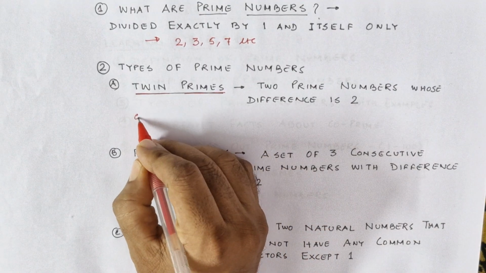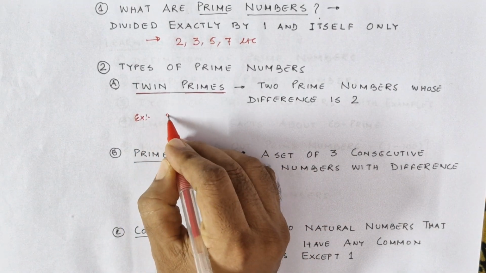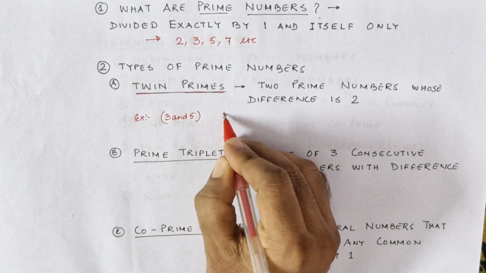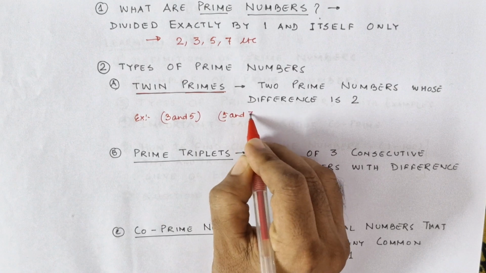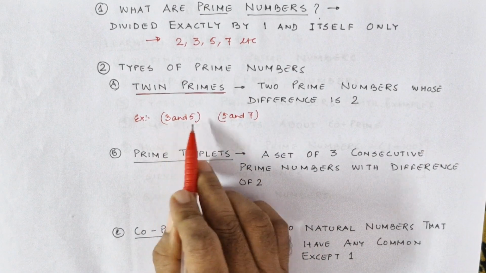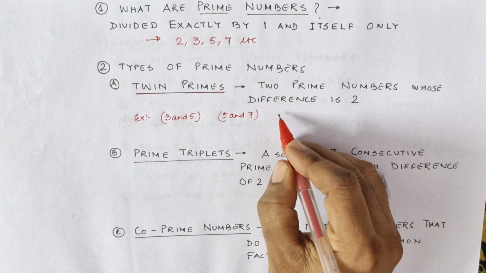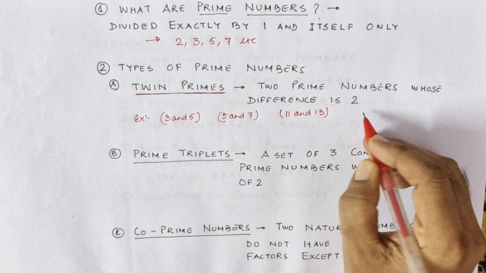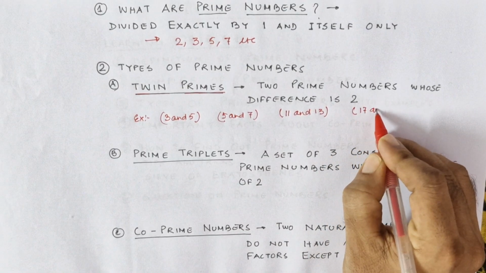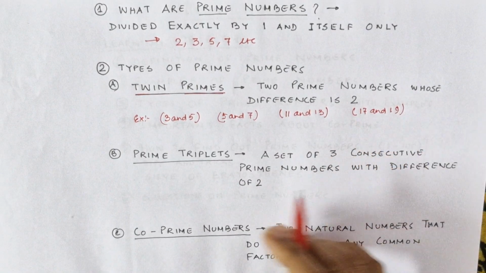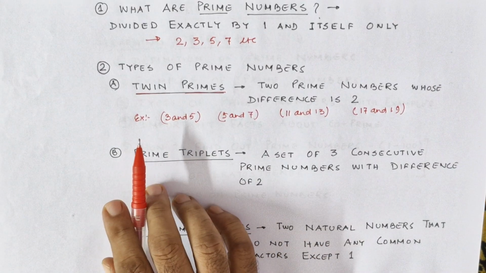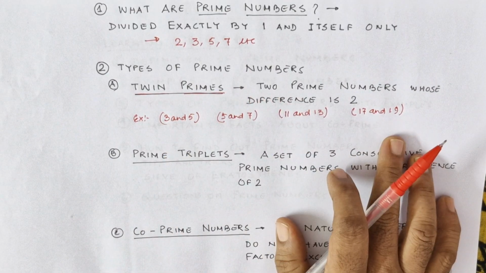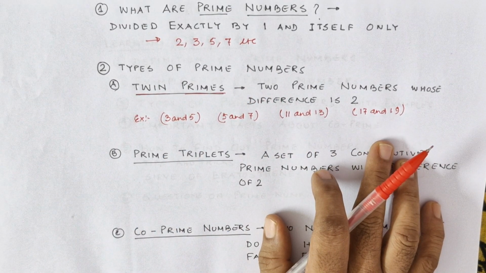For example, 3 and 5, 5 and 7. See, these are all prime numbers, but the difference between these two is 2. 11 and 13, 17 and 19. See, so we didn't know that there could be different types of prime numbers. So there are different types of prime numbers starting with twin primes, where the difference of the set of prime numbers is 2.